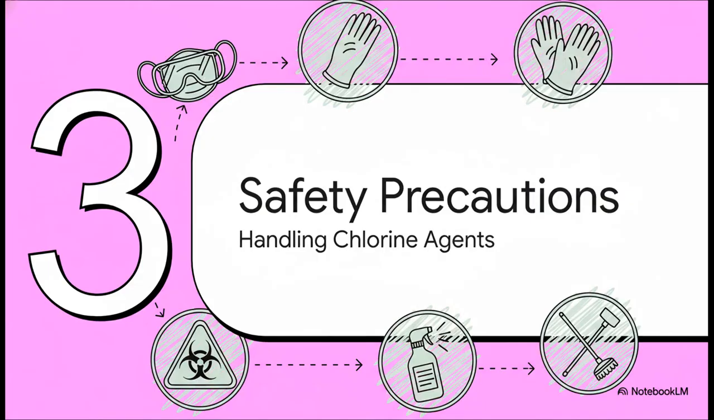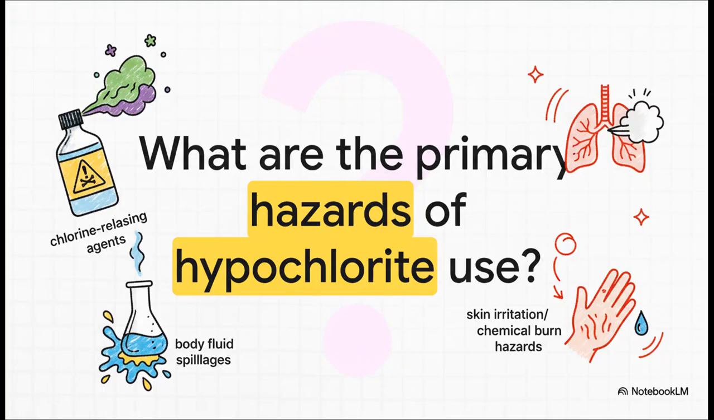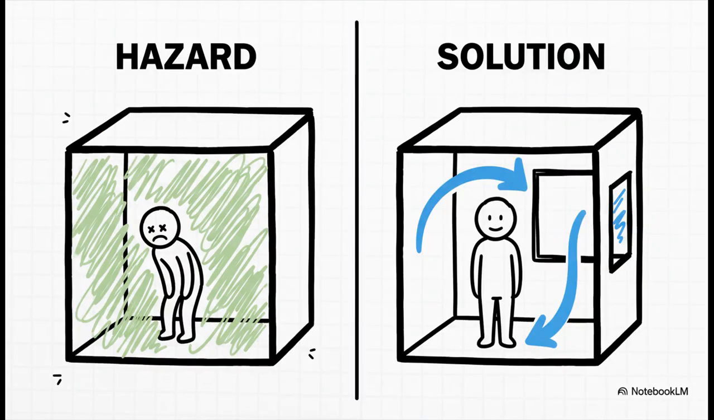Section 3, critical safety precautions. Now, because hypochlorite is so effective, you've got to handle it with care. The safety measures we're about to cover are just as important as the cleanup procedure itself. So what are the actual dangers we need to be aware of when we're using these chlorine-releasing agents? There are two big ones. The first hazard is respiratory. Chlorine gas can be released, and that's an inhalation risk you don't want to mess with, especially in small rooms or areas with poor airflow.